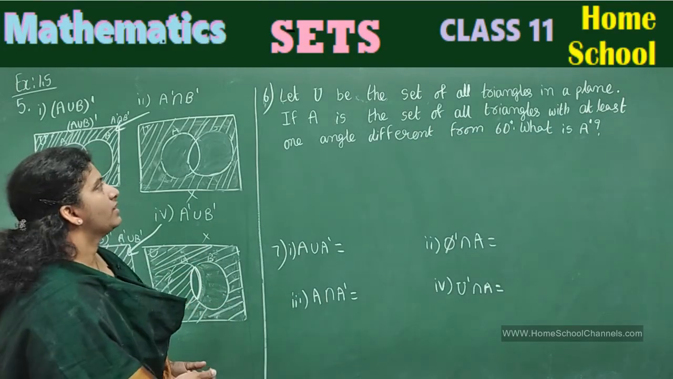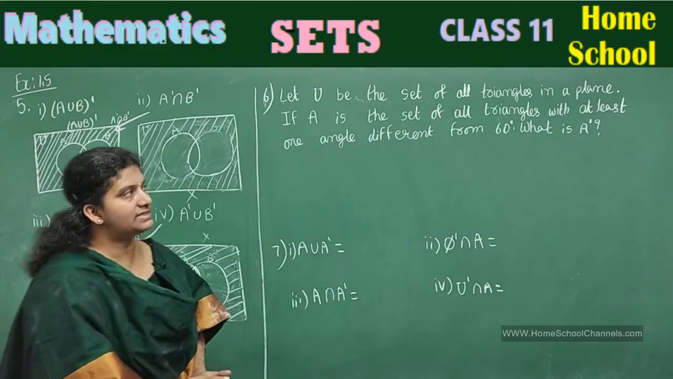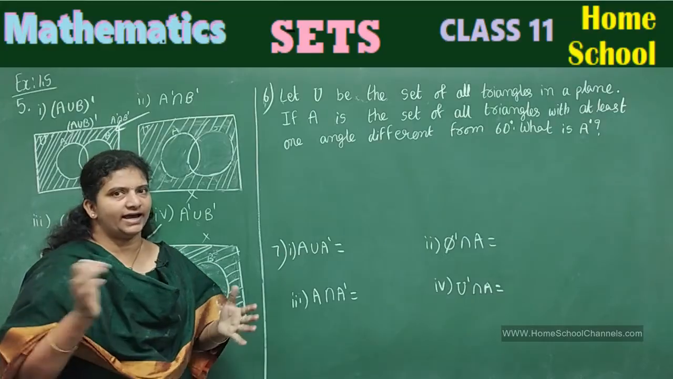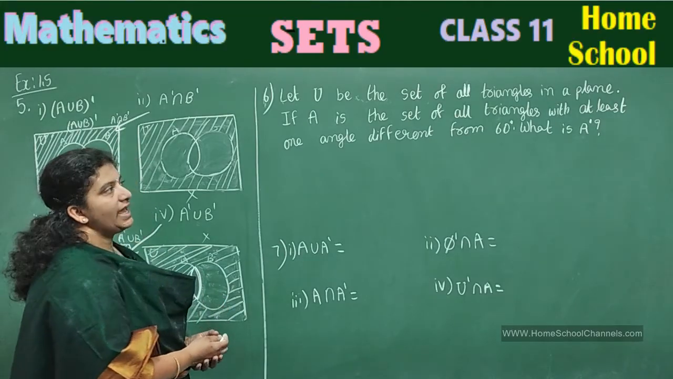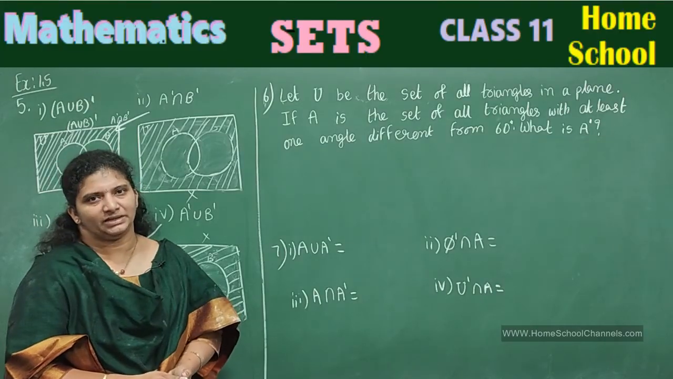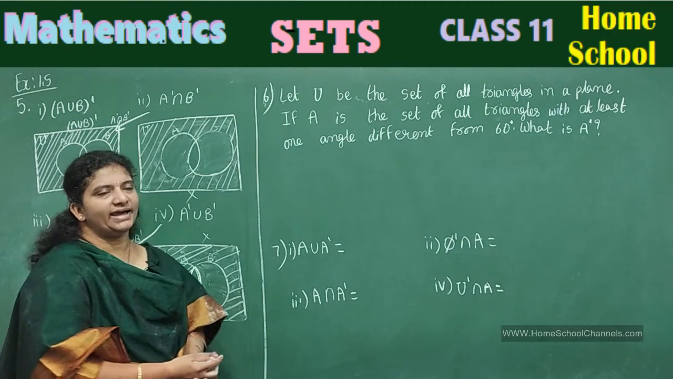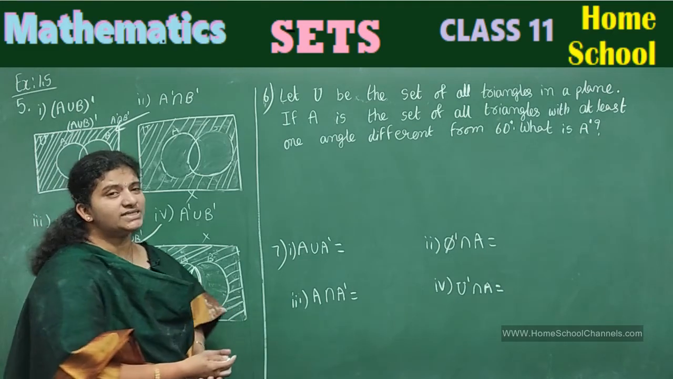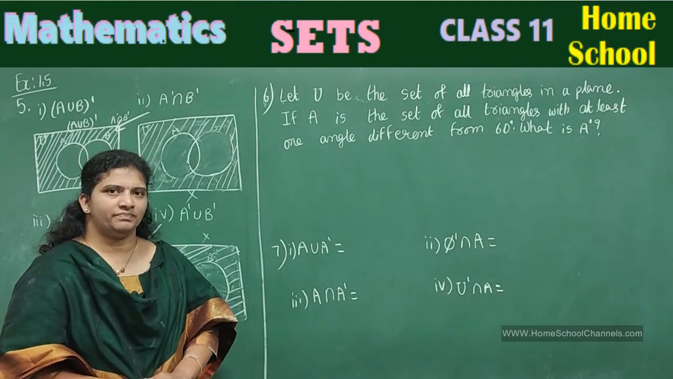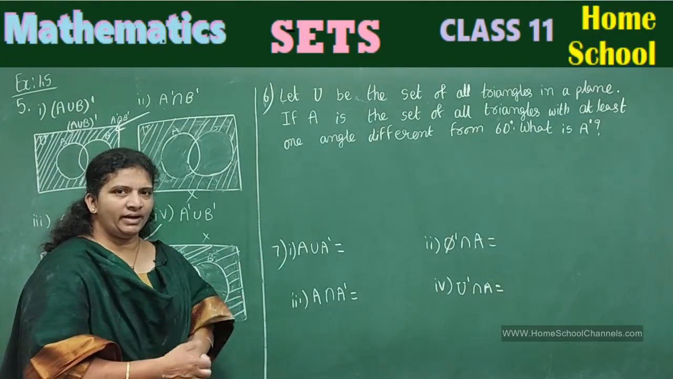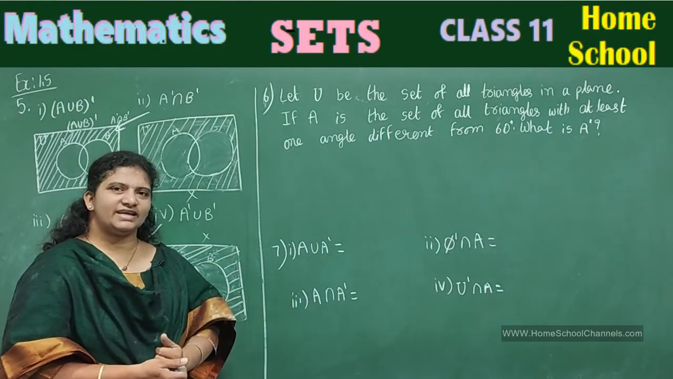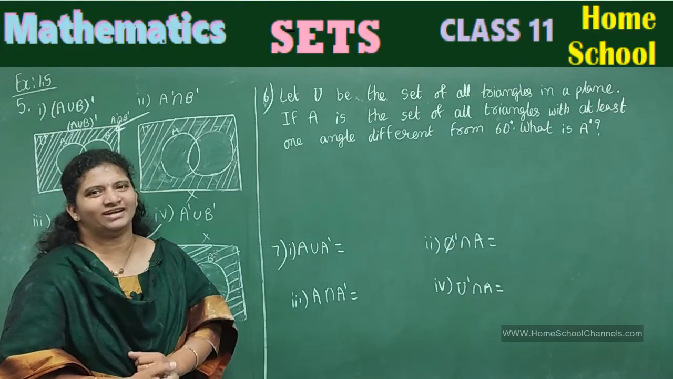Coming to sixth one. Let U be the set of all triangles in a plane. Universal set contains all the triangles. If A is a set of all triangles with at least one angle different from 60 degree, what is A complement? Here, one angle is different from 60 degree. Now its complement is angle equal to 60 degree. Suppose all the angles are 60 degree, what can I say? It is an equilateral triangle.